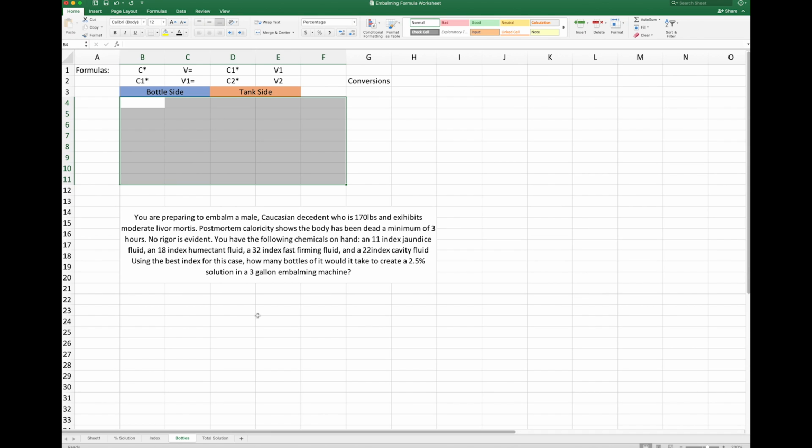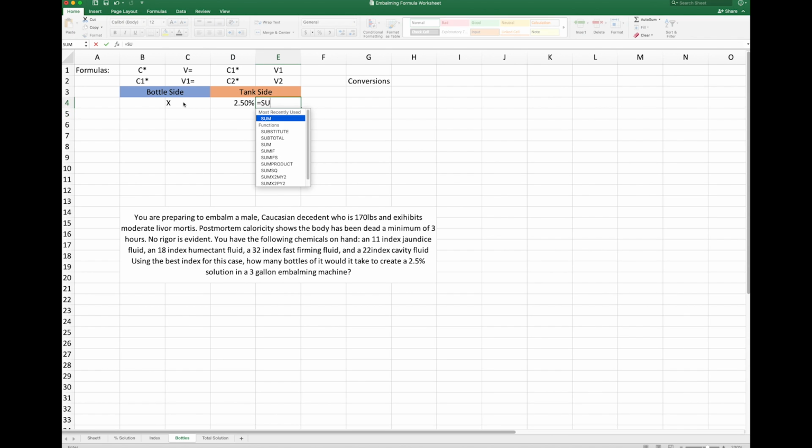So the first thing, don't bother with the distractors yet. Go with what we already know. So using the best index for this case, how many bottles of it? We're looking for bottles. So we know this is X. Would it take to create a 2.5% solution in a 3-gallon embalming machine? We're going to go ahead and knock out that conversion right now. That's going to give us like 384.